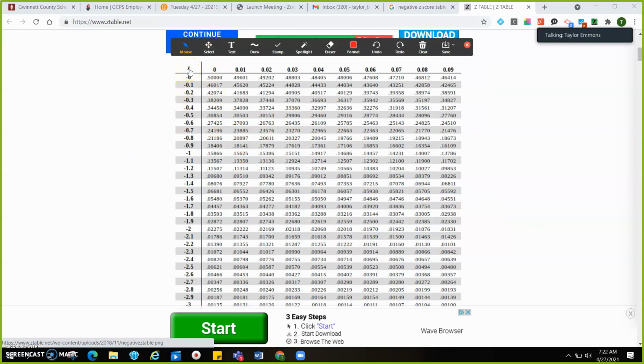So we're going to start here where it says z. We're going to go down to negative 0.8. And there was no number after the fact, right? So it was negative 0.80. So we're going to go over to where it says 0. And that's going to be this number right here. So that 0.21186.